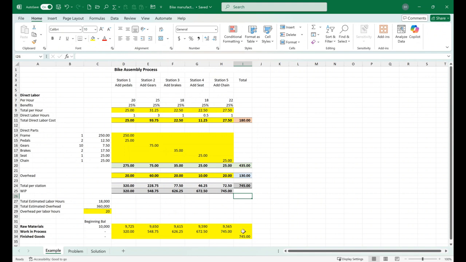Now at the end of this, the bike's done. It's no longer work in process, it's a finished good. So now work in process, well, we're moving this from work in process to finished goods. And so we're assuming in this situation we only have one item. And so now we have 0 in work in process, and our finished goods are $745. So that sort of gives you the idea of the flow.